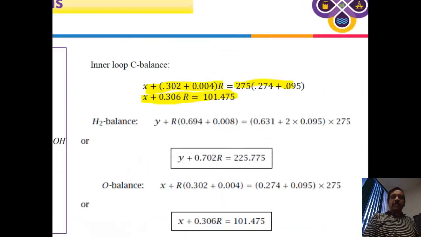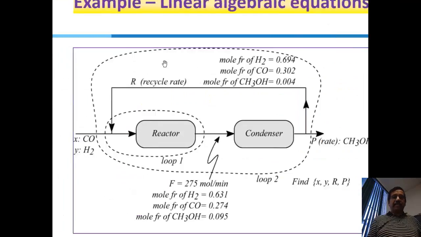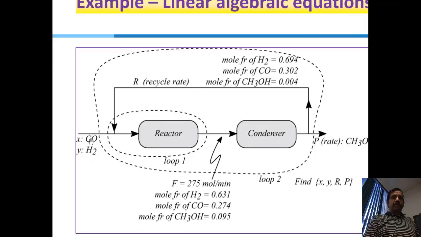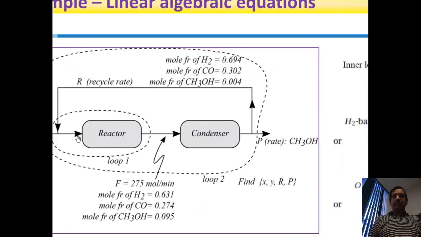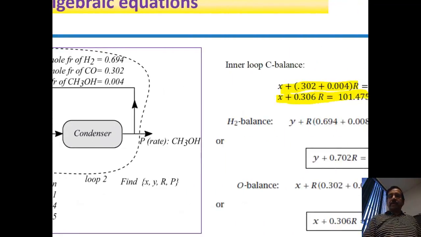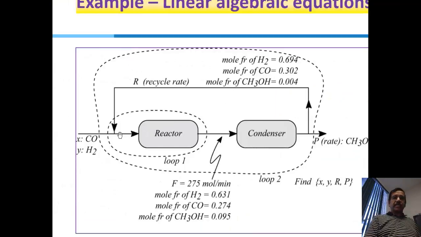For the inner loop you write a carbon balance. The carbon balance simply says how many atoms of carbon are coming in. Every mole of CO carries one carbon. There are X moles coming in, so X plus this stream, which is coming as a recycle. That is why it is added. This plus this must equal what leaves the stream. That is my inner loop over which I'm making a material balance, looking at carbon count.